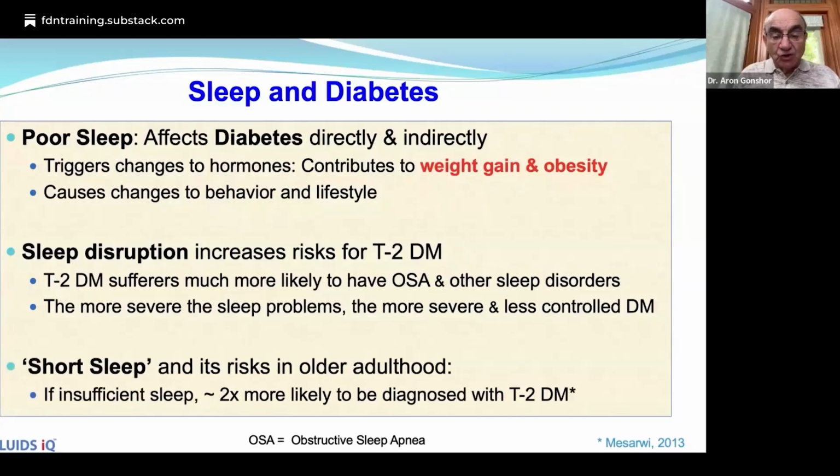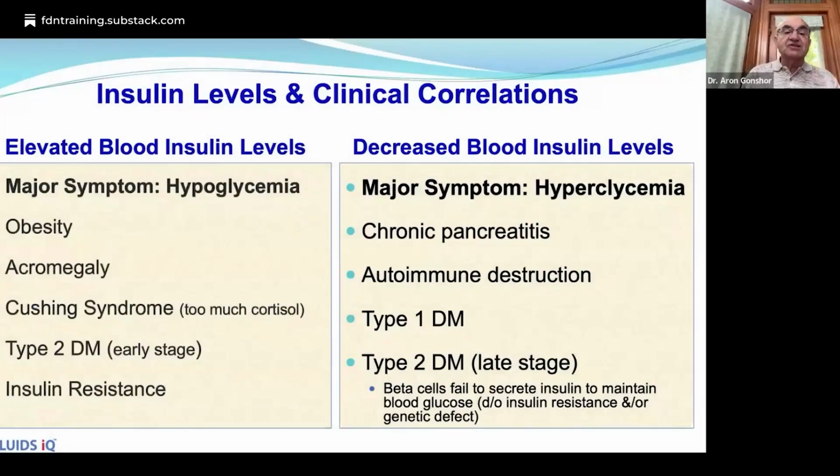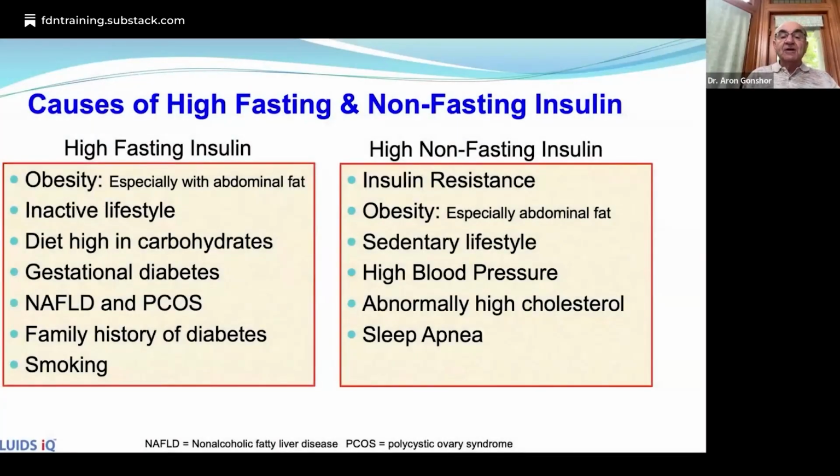And when you have short sleep, which is a risk in older people, if there's insufficient sleep, they are 2 times more likely to be diagnosed with type 2 diabetes. Why am I mentioning this? Remember melatonin. Just keep that in mind, and we will discuss that in a few moments.